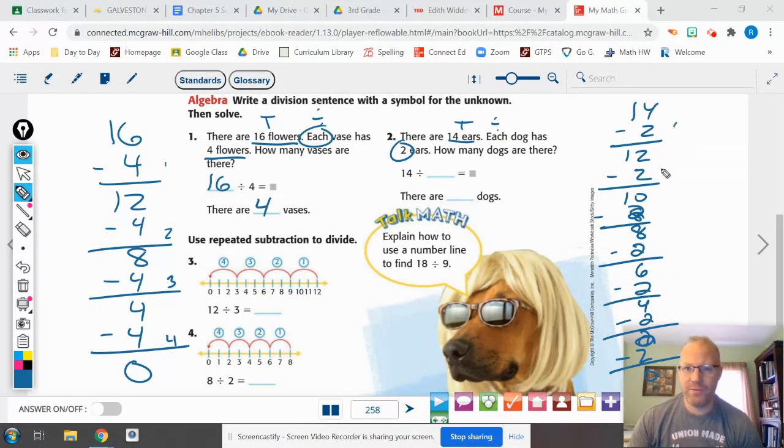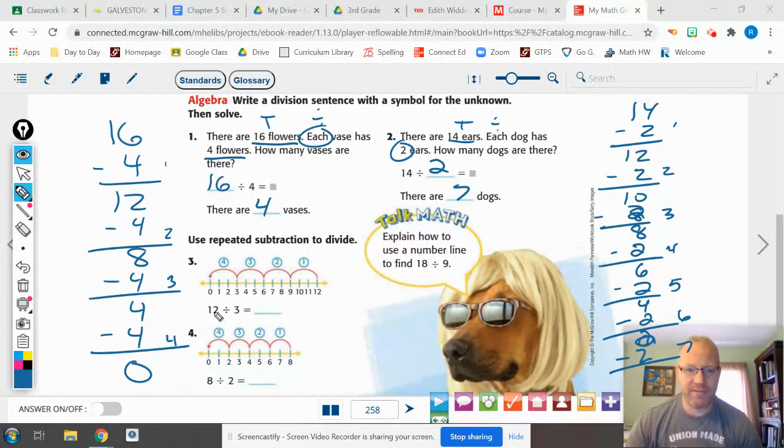So how many 2s? 1, 2, 3, 4, 5, 6, 7. So I had 14 divided by 2 equals 7. There were 7 2s to make 14. Hopefully you see it. If not, make sure you're looking again and seeing how you can find it in another way. So if you want to draw out a number line like this, you can, like number 3.